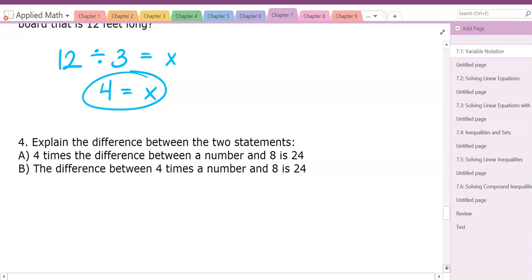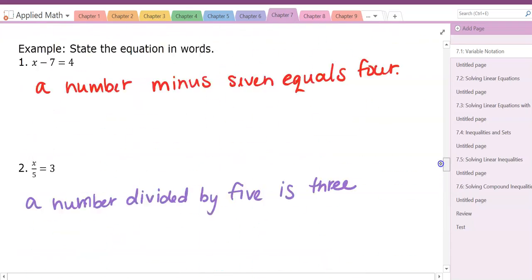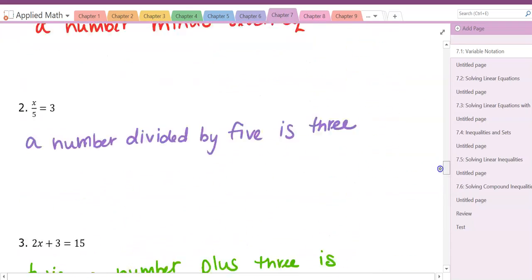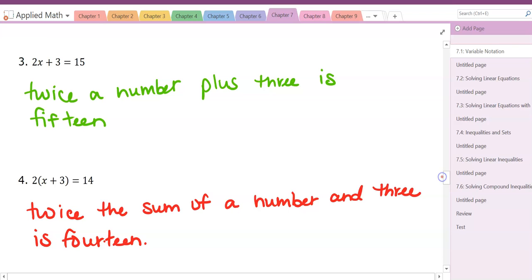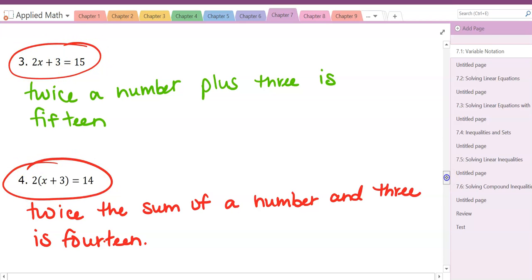Okay, so for this next one, they want us to explain the difference between these two statements. A says 4 times the difference between a number and 8. So this is really similar. If we scroll back up here for a second, where was that at? This one, right here. This is going to be illustrating what happened here.